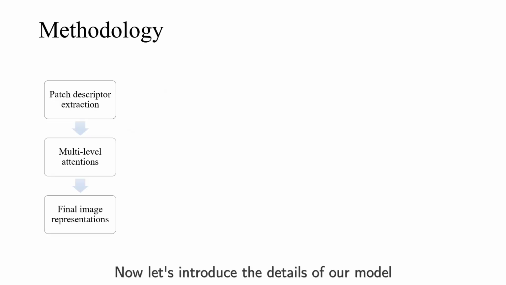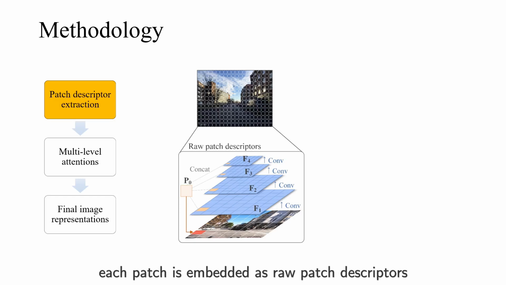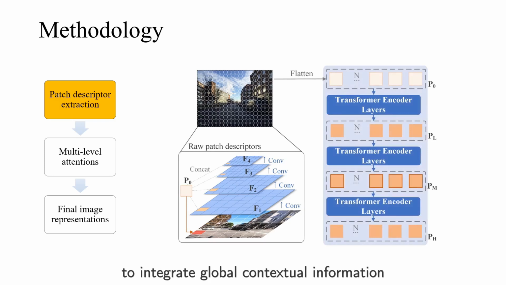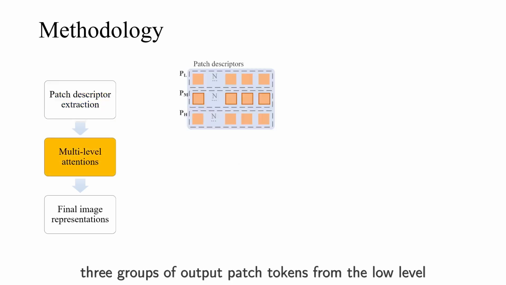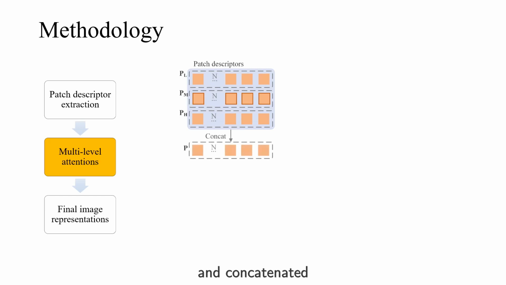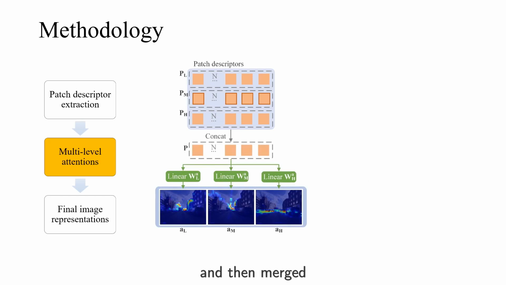Now let's introduce the details of our model. Given an input image, we first extract its patch-level features from multiple convolutional feature maps. The concatenation of the representations of each patch is embedded as raw patch descriptors. Then, these descriptors are sent to a transformer encoder to integrate global contextual information. Next, three groups of output patch tokens from the low-level, mid-level, and high-level layers of the transformer are selected and concatenated. Three different attention maps are generated and then merged.